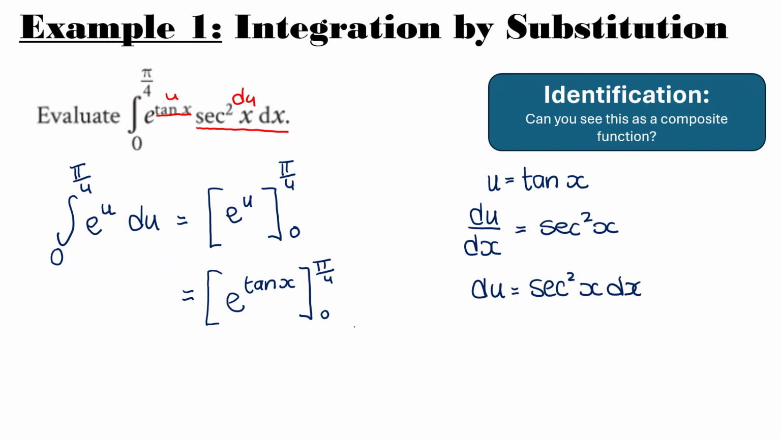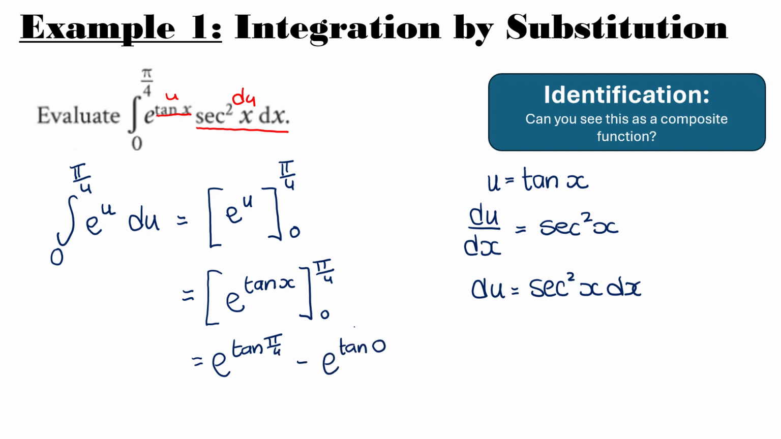If you're wondering, where does this sec squared x go? Think of this as the opposite of the chain rule. If we had started with this to begin with, we would have differentiated it, which would have just stayed e to the power of tan x, multiplied by the derivative of tan x, which is sec squared x. So that sec squared x was brought into this when it was differentiated. When we work backwards, when we integrate, that's where we got rid of it. So this is going to be e to the tan pi over 4 minus e to the tan 0.